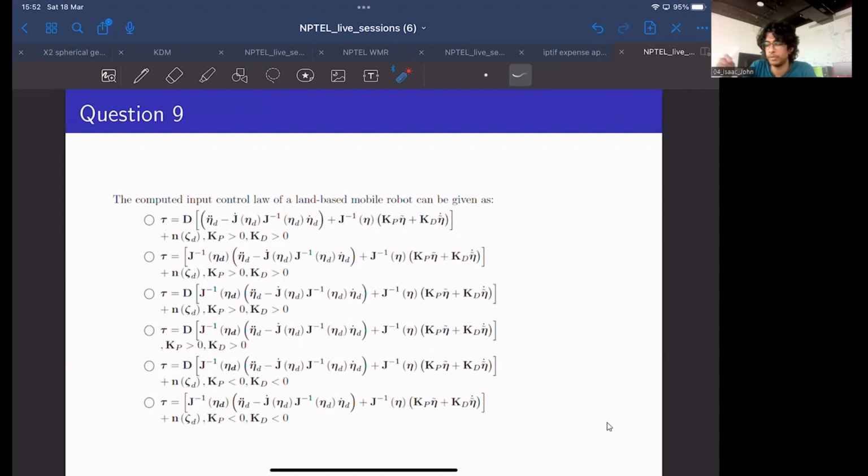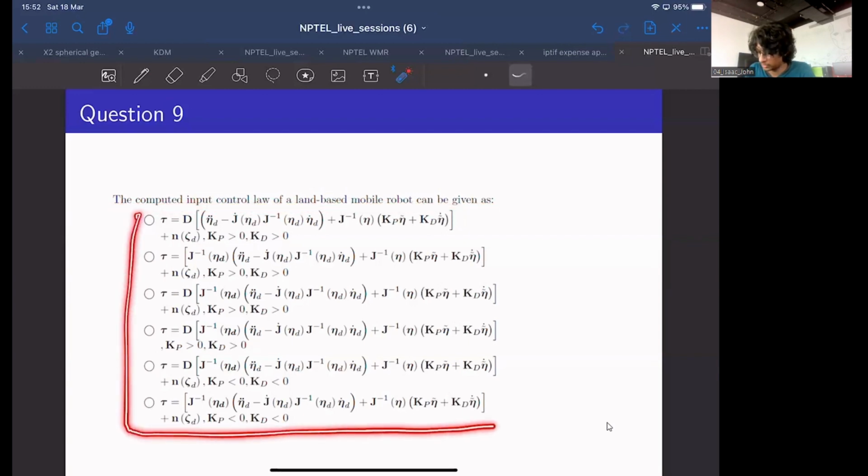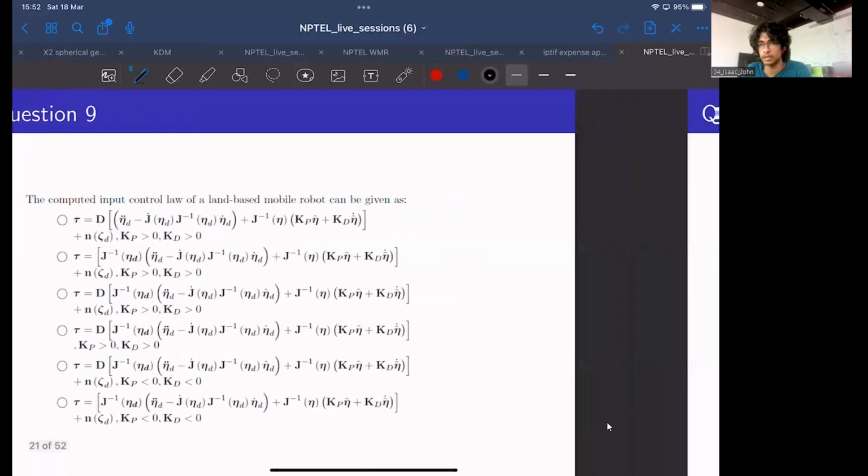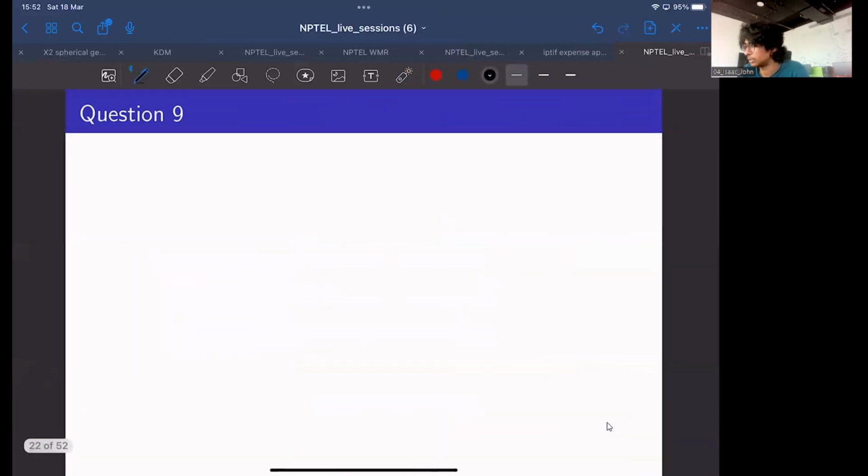So we need to ensure that, yeah, I'll briefly go through the question. It says the computed input control of a land-based robot can be given as. Which of the following options is the correct answer? I'll go through the derivation slowly.